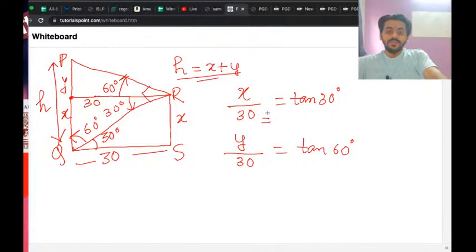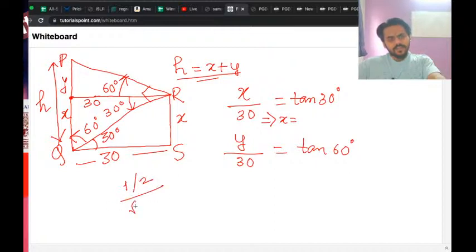So X from here becomes X is equal to 30 tan 30. Tan 30 is equal to how much? Is 1 by root 3, because I have forgotten, sine 30 is half, and cos 30 is root 3 by 2. So 1 by root 3 is your tan 30, so this becomes 30 by root 3, and tan 60 will be root 3, so this Y will be 30 root 3.